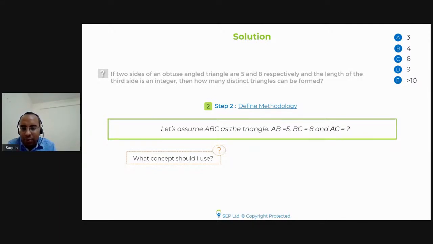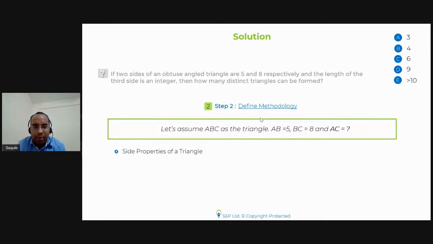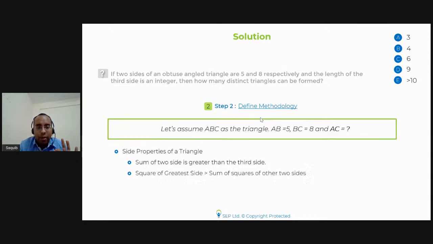It's broken down into two parts. One of you only has said it correctly, and pointed out both the points. So obviously you have to use the side properties. That's no mystery here. But which side property? One property you need to use is that to form a triangle, the sum of two sides is greater than the third side. That will help you figure out whether you can form a triangle or not. But very importantly, you also need to understand that there's an obtuse angle triangle.